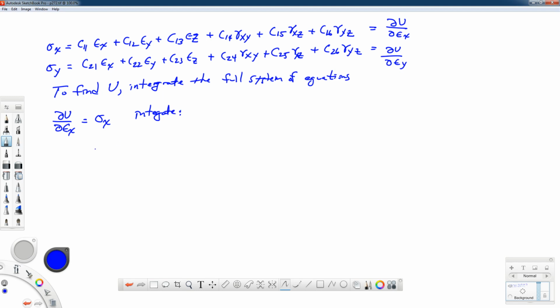that would look something like this. The first term would have an epsilon x squared over 2 in it, so I'm going to write this as 1/2 C11 epsilon x squared, and then all the other terms would be multiplied by epsilon x. And I'm just going to go ahead and do that. Again, keep an eye on my subscripts.